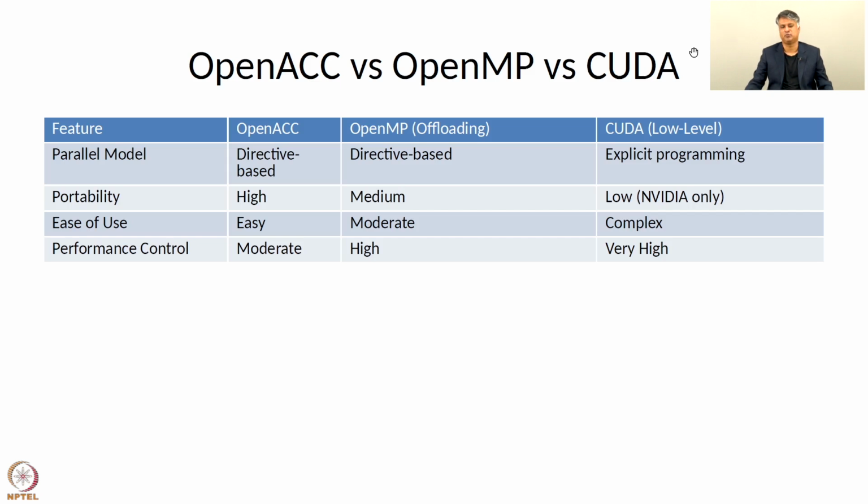Both OpenACC and OpenMP are relatively easy to use, whereas CUDA is far more complicated because you have to write a lot of low-level code, which inherently means that you have to put in a lot more development effort, and also the possibility of mistakes increases. But when you look at performance, OpenACC can give you moderate to good performance, whereas CUDA will give you extremely high performance because you're writing low-level code.